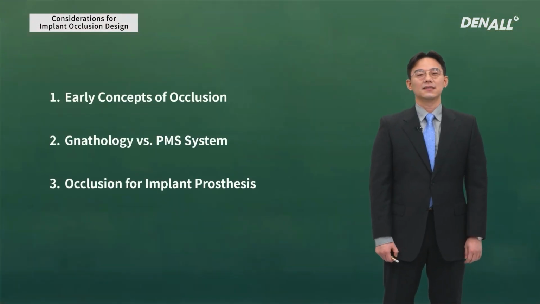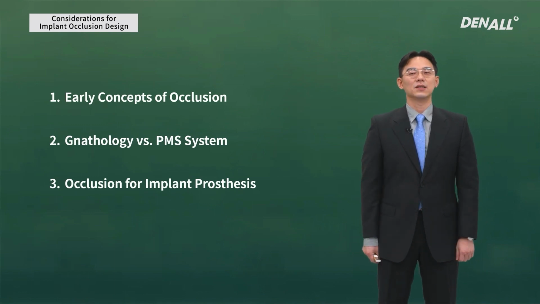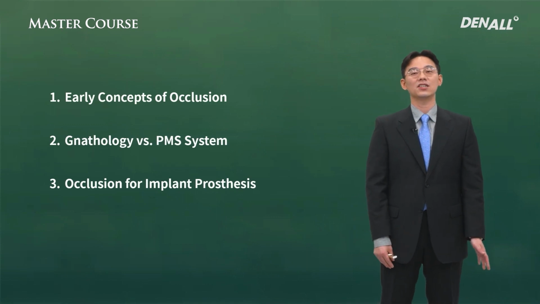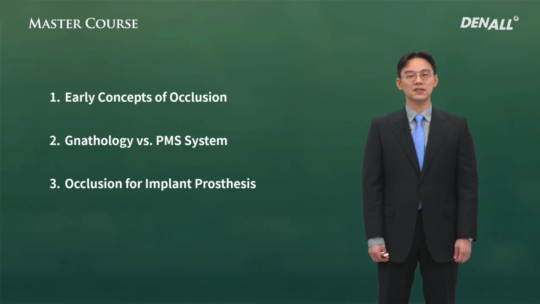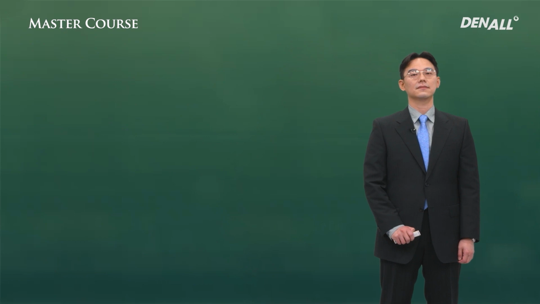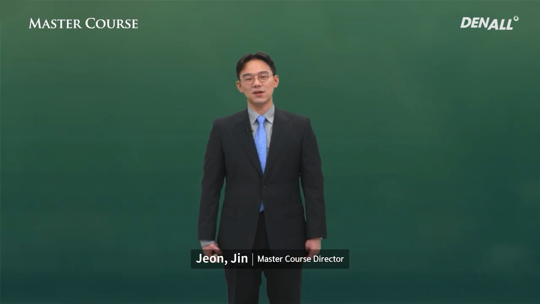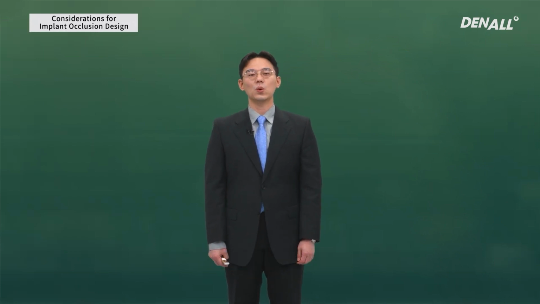Summary. To stabilize dentures, early concepts of occlusion came up. I discussed the differences between gnathology and PMS schools when it comes to natural teeth restoration, and the agreement on anterior guidance. I also talked about occlusion for implant prosthesis. In this lecture, we talked about basic theories for implant occlusion, early occlusion theories and natural tooth restoration occlusion, and implant occlusion schemes that have been discussed.